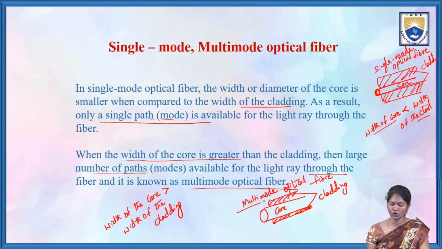In multi-mode optical fiber, the width of the core is greater than the width of the cladding. So in such a case, a large number of modes can be available for the light ray to travel in the optical fiber.